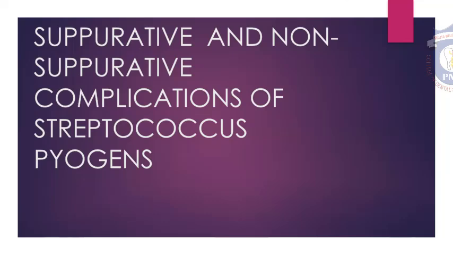Good morning, one and all. Here we are going to discuss the suppurative and non-suppurative complications of Streptococcus pyogenes. As an introduction, Streptococci are a group of bacteria that come under the family Streptococcaceae. They are gram-positive, occur in pairs or chains, and are catalase negative.